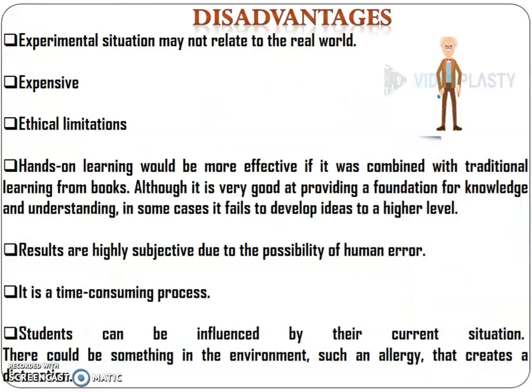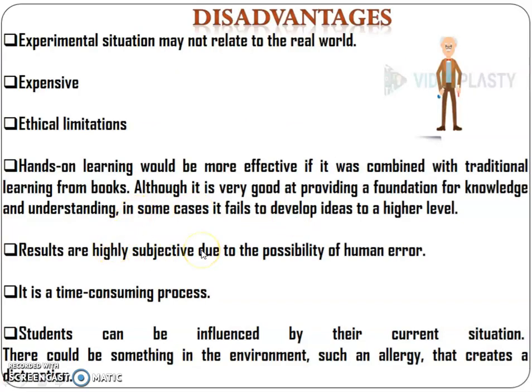Now let us look at the disadvantages, which include that sometimes the experimental situation may not relate to the real world, because sometimes experiments are carried out in very extreme conditions which are very rare to find. It is a bit expensive because a lot of material is involved. Sometimes certain ethical limitations are also associated. Hands-on learning would be more effective if it was combined with traditional learning from books. Although it is very good at providing a foundation for knowledge and understanding in some cases, in other cases it fails to develop ideas to a higher level.